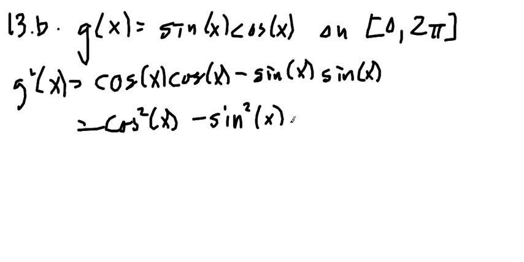And is this ever undefined? No. Cosine is always defined, sine is always defined, so I don't have to worry about this being undefined. So the only thing I'm worried about is when this is equal to 0. How do I solve this? There are a variety of ways of solving this.